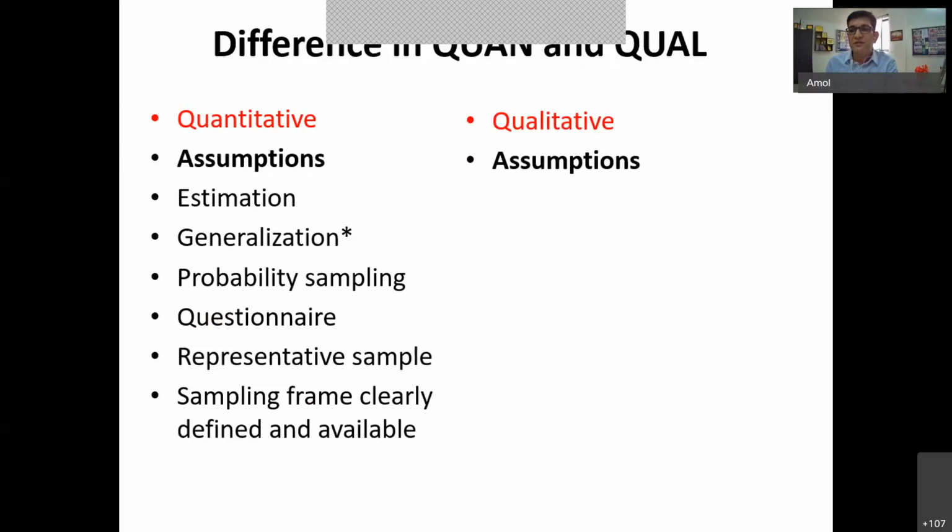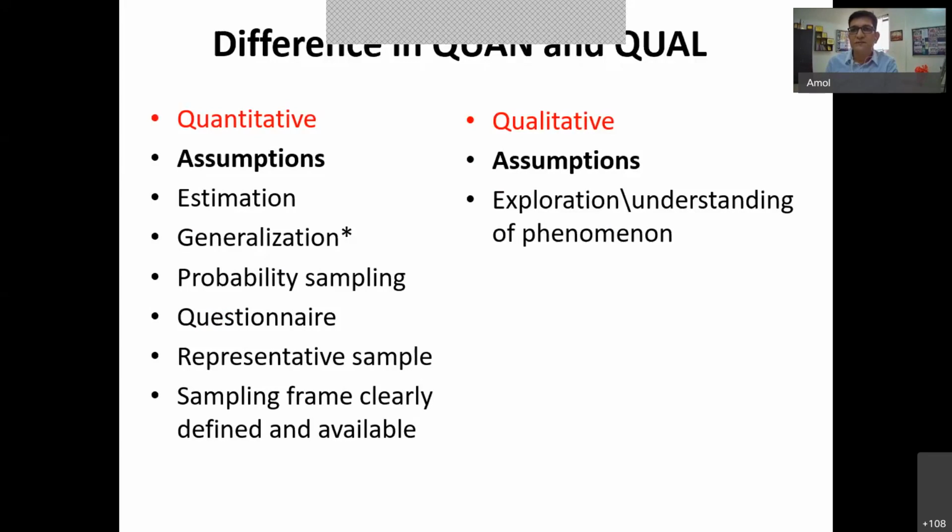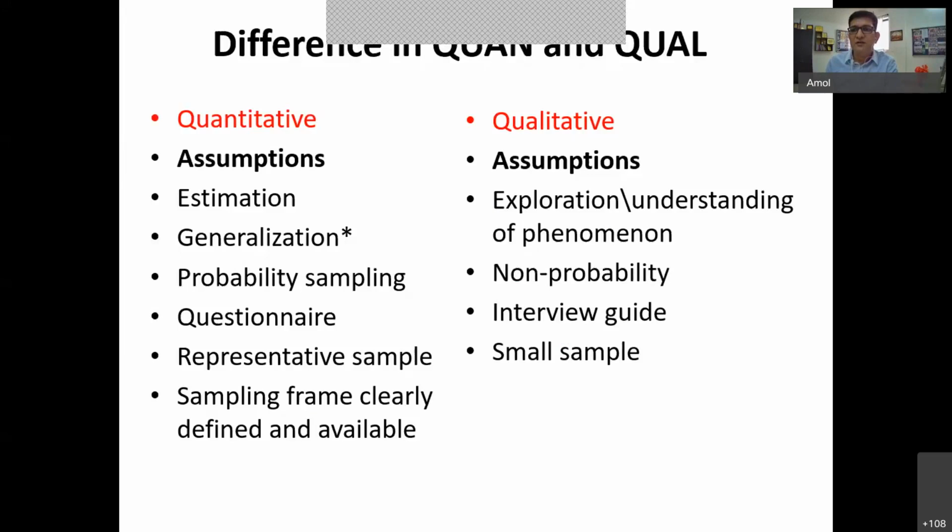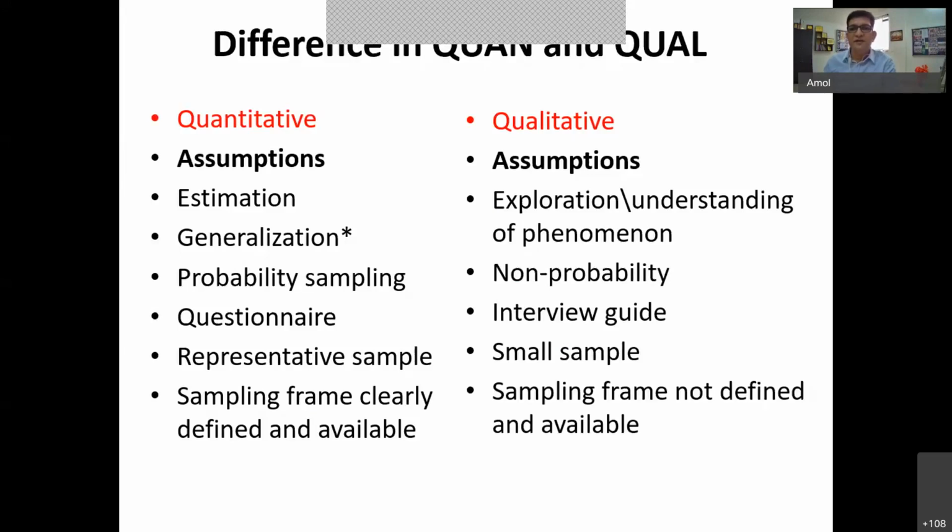In qualitative, the assumption is that knowledge is constructivist in nature, so it's the constructivist paradigm, and reality is subjective. They don't look for estimation, but for exploration and understanding the phenomenon from the participant's point of view, as I mentioned. They go for non-probability sampling. They don't develop a questionnaire, but an interview guide which consists of some open-ended questions. They study a small sample size. The sampling frame is not defined and sometimes not available. But in some cases, in your hospital, if you have a list of people who are not complying with your therapy and you want to interview 5 of them, for example, then you have a sampling frame. You can choose subjects from study participants.